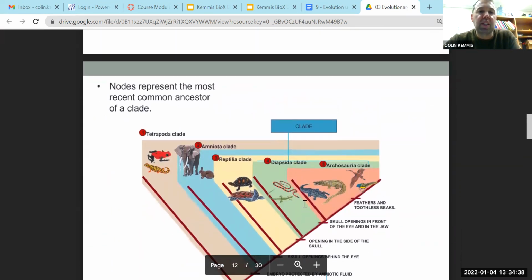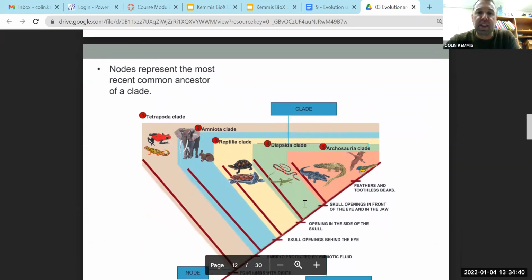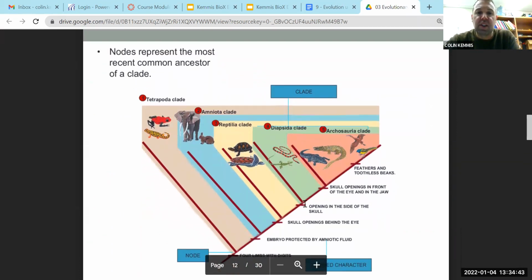A node represents the most recent common ancestor. So that's not very clear on this diagram. The node is where these 2 lines join. So if we go back to the most recent common ancestor for all of the tetrapods, it's going to be this node right here. Okay. How about the node for all of the organisms that have an opening in the side of the skull? That's going to be this node here. Okay, everything after that.